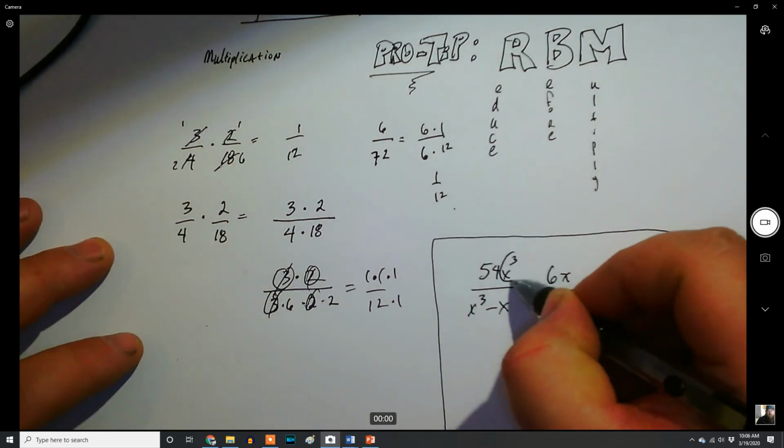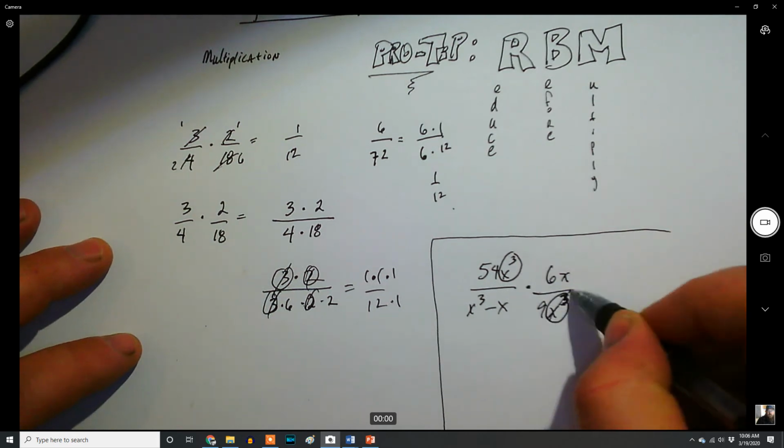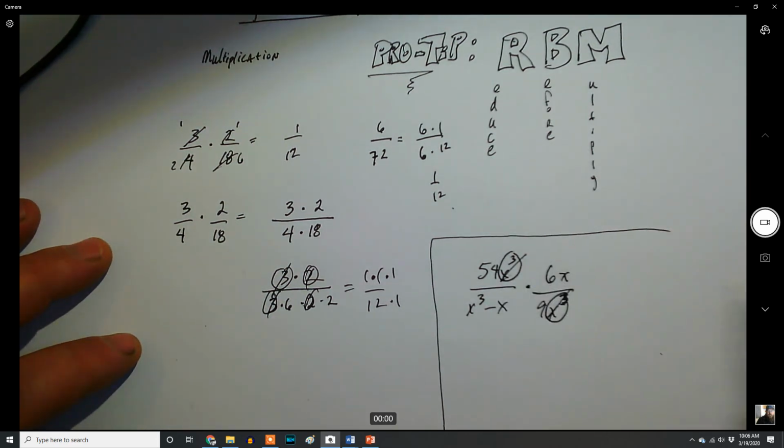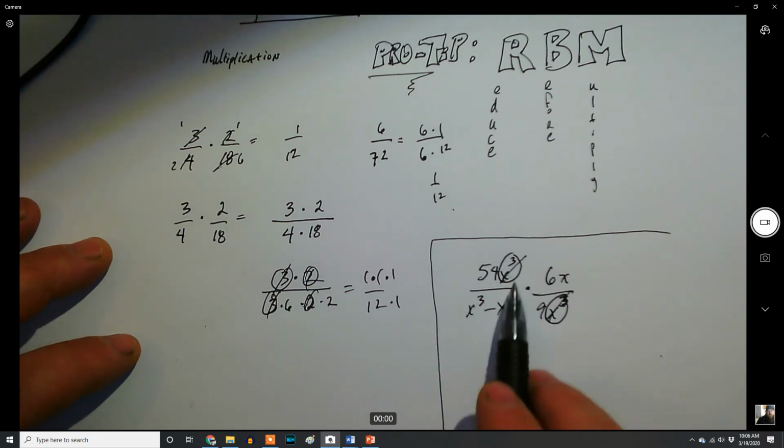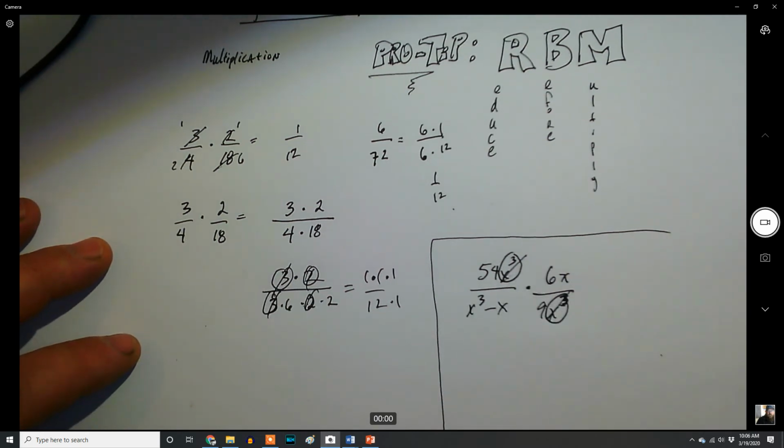I would say, okay, well, x cubed and x cubed can be reduced. But be careful, this x cubed and that x cubed cannot, because this is one number. If I were going to reduce this way, it would look a little different. I'll show you how that looks next, okay?